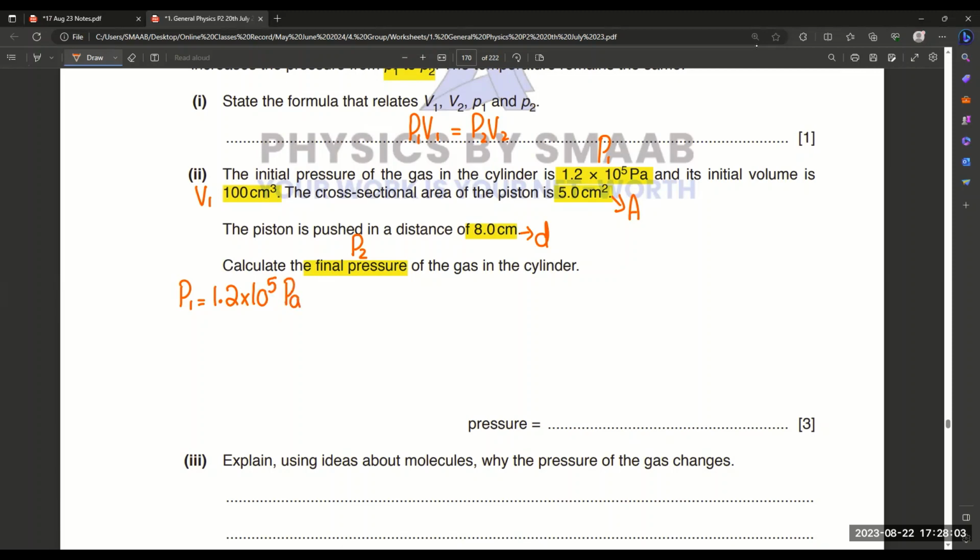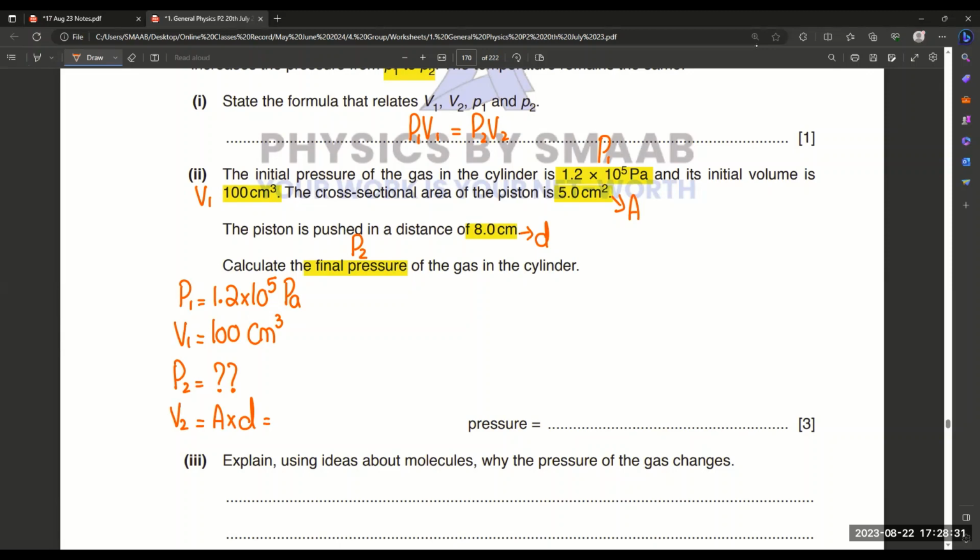So this is initial pressure, this is initial volume. Next, this pressure is unknown. The final volume is A multiplied by H or D, anything. Because we know that in volume there are three lengths combined. So we just need to multiply 5 by 8.